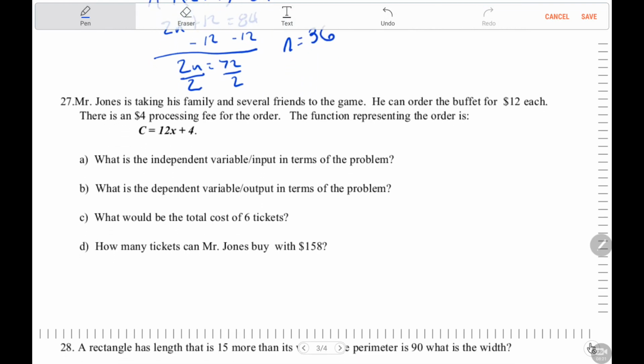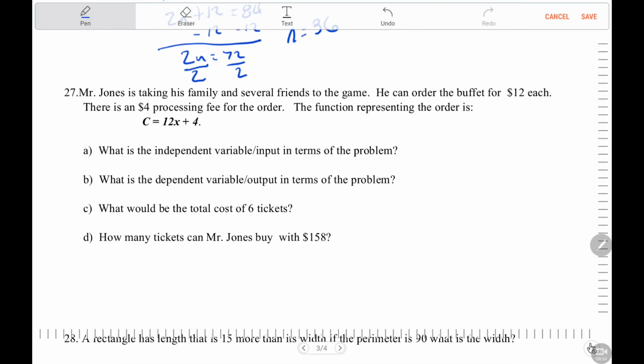27. Mr. Jones is taking his family and several friends to a game. He can order the buffet for $12 each. There's a $4 processing fee for the order. The function representing the order is, all right, so what's the input, this X that we're going to put in? That is going to be the number of buffets that are ordered.